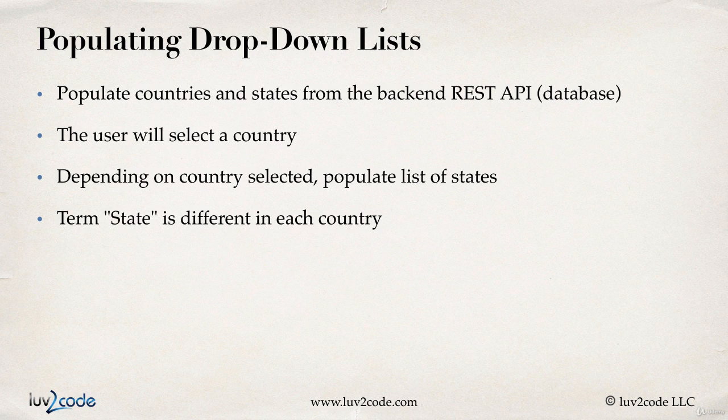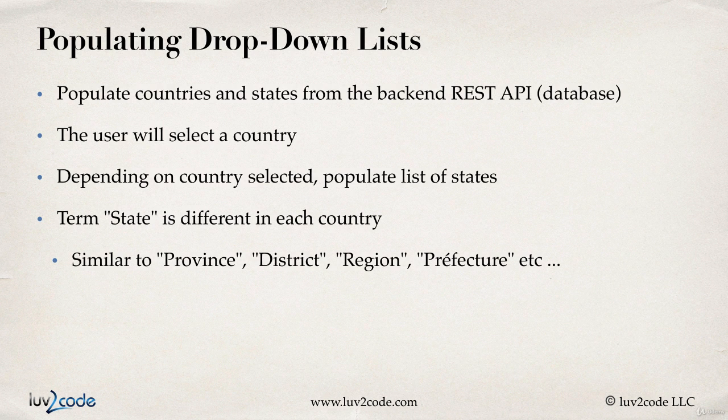Now, the term state is different for each country. So in the US, we make use of states, but I know in other parts of the world or in other countries, they have other names like province, districts, regions, prefecture, and so on. So basically, whatever administrative region is used for your country, simply use that name. But I'll simply use state here just to keep things simple.